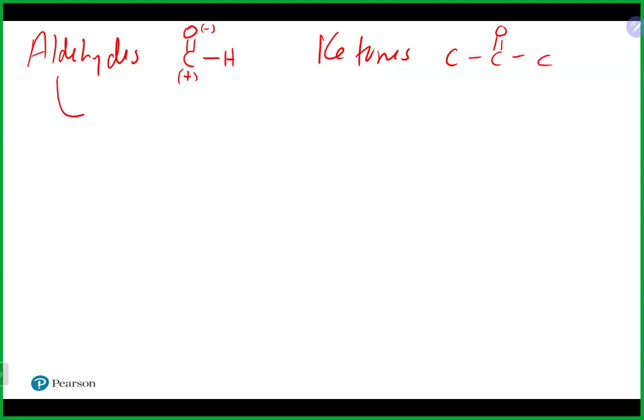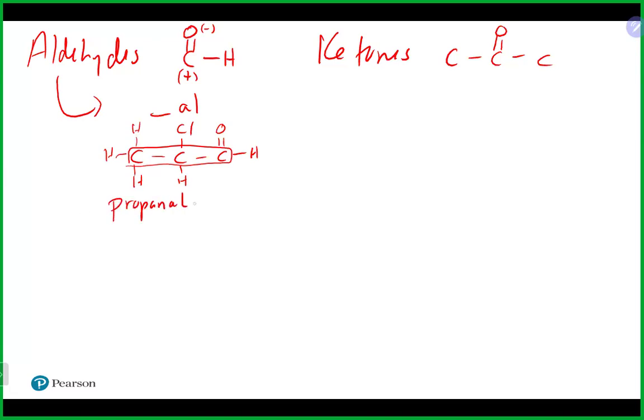To name aldehydes, we basically just put an AL at the end of the longest alkane name. If we had something like this, that is 3 carbons, which is based off of propane. This would then be propanal, AL.